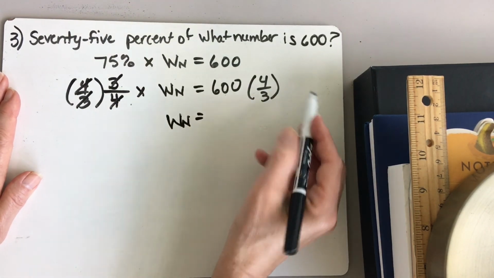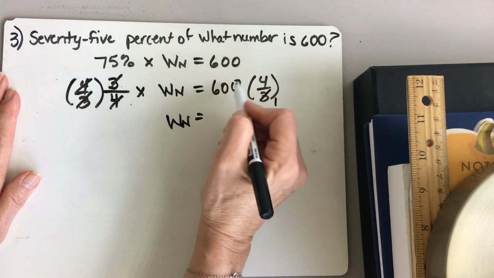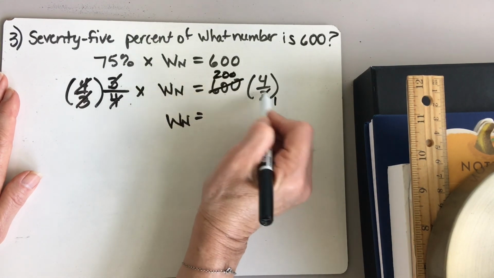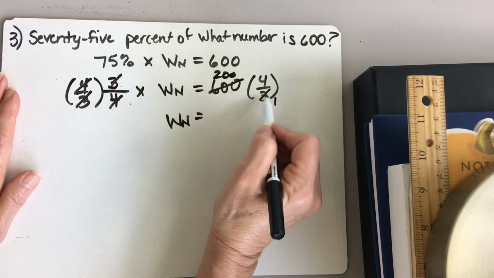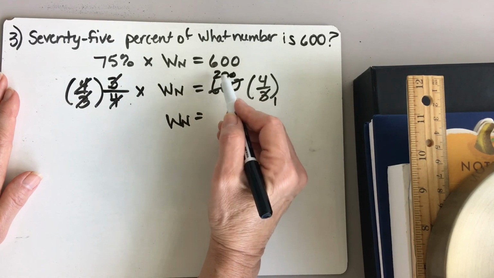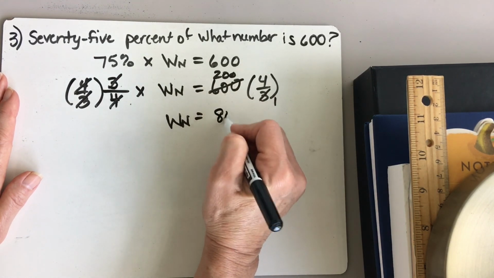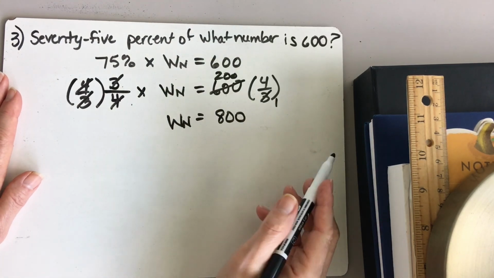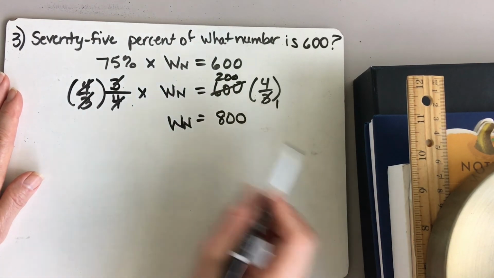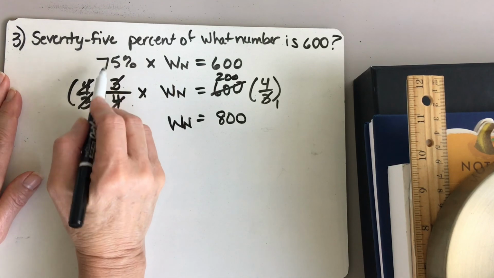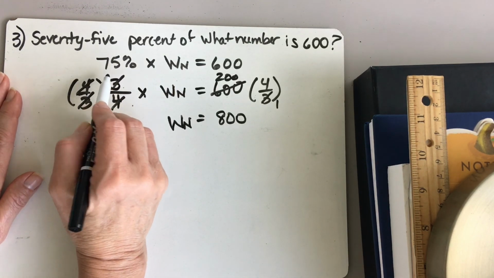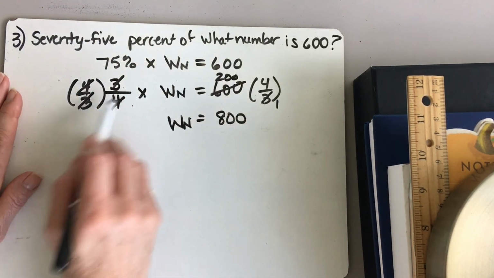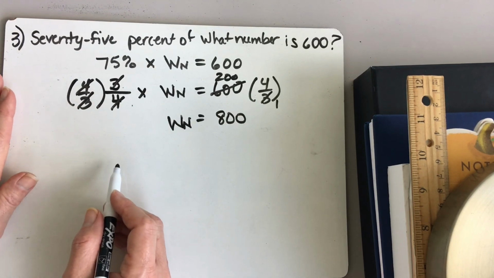We're left with what number? And then here's our problem. We can cross that out. This becomes a 200 because 3 goes into 600 200 times, and then 200 times 4 is 800. So your what number is 800. You could also, if you wanted to, change that into a decimal and do the same thing and divide, but I just find that that is a lot easier to use.